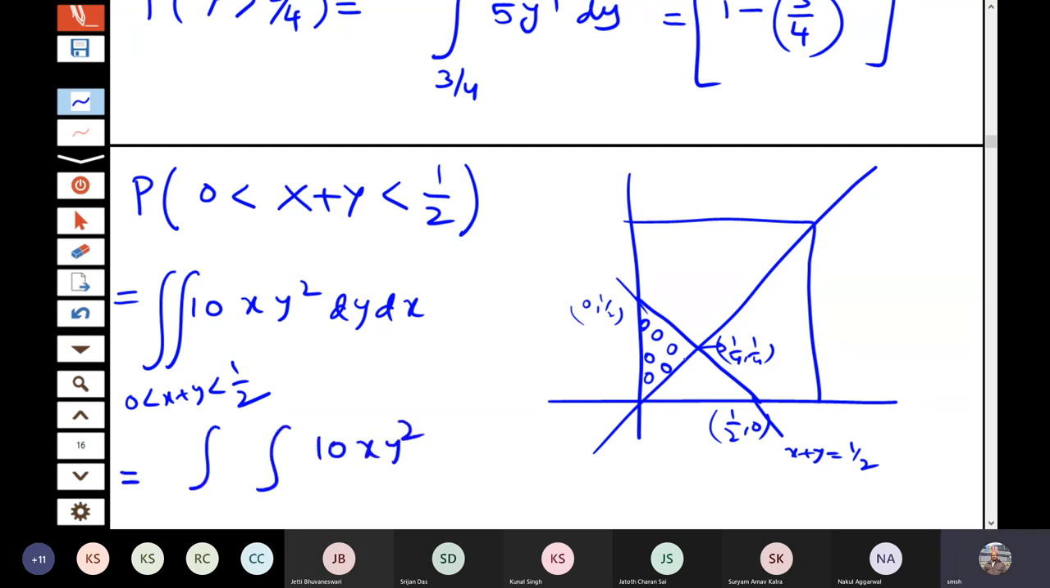10xy square. Suppose I integrate with respect to y first. So y is from this line to this line, that is x, to this line, x plus y is equal to half. So this will become half minus x, and then x is from 0 to 1 by 4, dy dx. Is this region clear to you, the region of integration? Yes, sir.